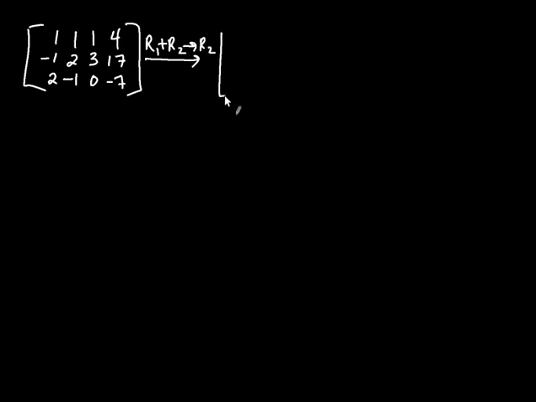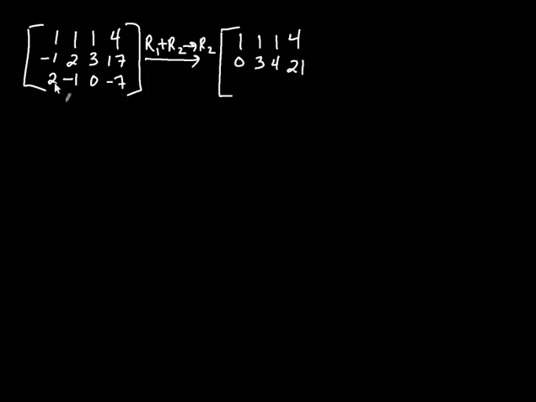So here's what we get. We get 1, 1, 1, 4, right? Top row remains the same. But when you add these together, 1 plus negative 1 is 0. 1 plus 2 is 3. We are replacing that second row with the sum, right? 1 plus 3 is 4. And then 4 plus 17 is going to be 21.